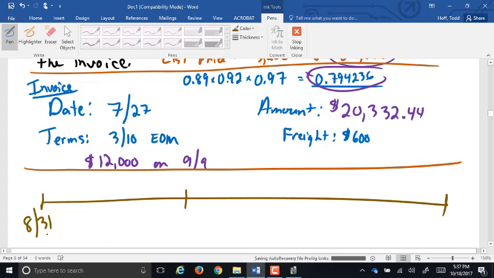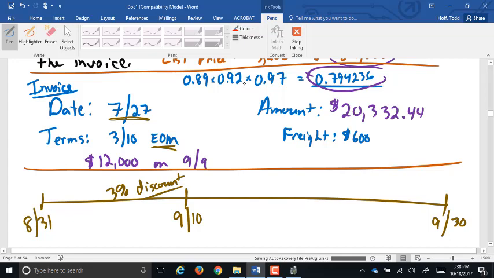Why 8/31? End of month. Why not 7/31? It is after the 25th. It goes into the next month. It does not make it into July's batch. It has to go into August's batch. So it is 8/31. So then the end of the discount period will be 9/10. In that period, they get a 3% discount. And of course, the very end will be 9/30.